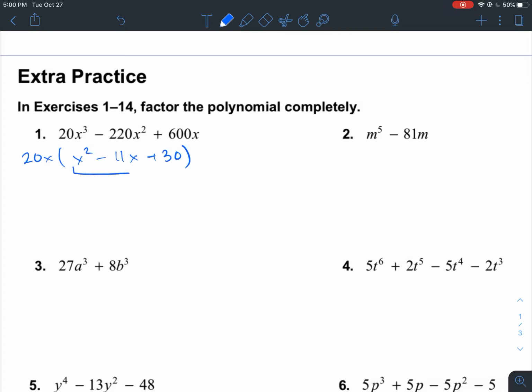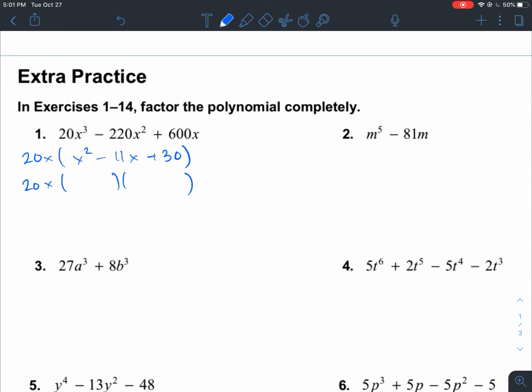Now, can I factor this out a little bit more? And the answer is yes. So I can break this up into factors. So I still have the 20x out here. Now, in order to factor this, I need to think of two numbers that add to be negative 11 and multiply to be 30.